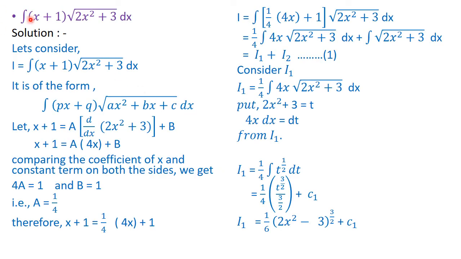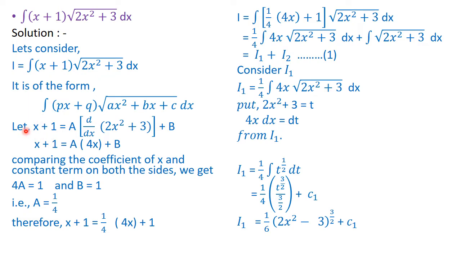Let us consider one example: the integration of (x + 1) into root 2x square plus 3 dx. Therefore I is equal to integration of (x + 1) into under root 2x square plus 3 dx. This integral is of the form px plus q into under root ax square plus bx plus c. You may wonder where the term of x is, there is no term of x, but it doesn't matter, the quadratic is a polynomial of order 2, 2x square plus 3.